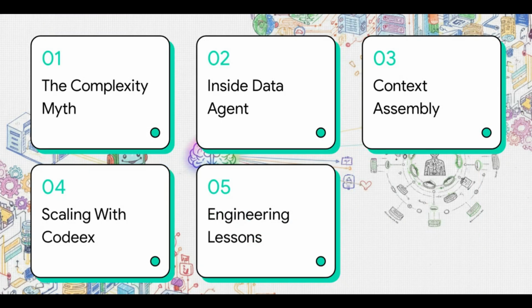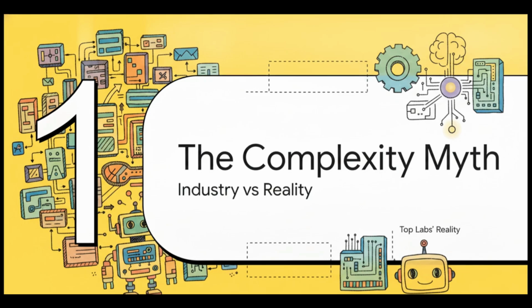Here's our quick roadmap for today. We'll start with the AI complexity myth, dive into the data agent itself, look at context assembly, see how they scale with Codex, and wrap up with 5 actionable engineering lessons. All right, Section 1, the complexity myth. Let's look at how the broader industry trend stacks up against OpenAI's reality.